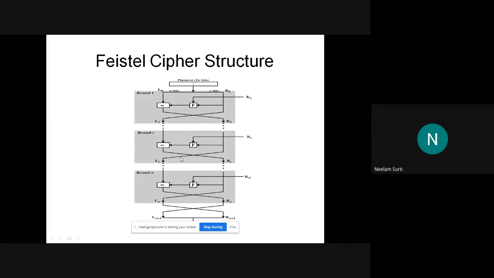Likewise, it is given to L1. L1 means multiple rounds are there. So it is round number 1, which is giving you L1 and R1 as the output. Likewise, round number N will give you Ln and Rn as the output.